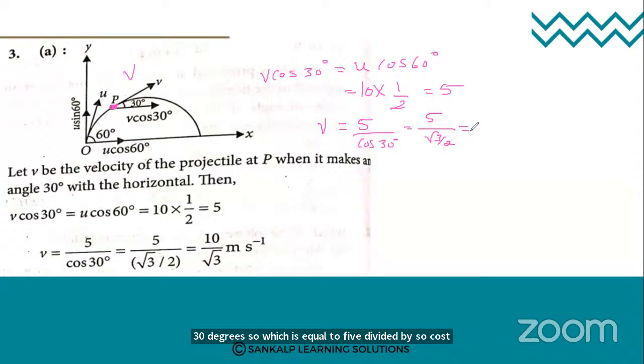So root 3 divided by 2 will be, that 2 goes up. So 5 into 2 will be 10. Therefore 10 divided by root 3 meter per second. This is the final velocity. 10 divided by root 3 meter per second. Okay. If any doubt is there, if you don't want to speak in the chat box also, you can tell.